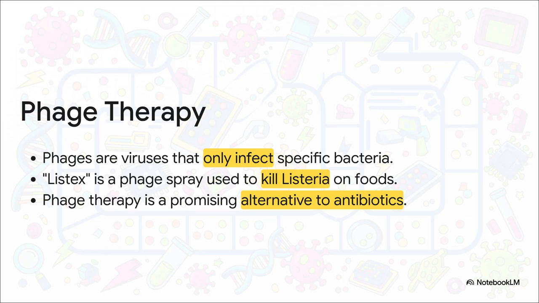We can also use their incredible specificity. You have these viruses called bacteriophages that are like little assassins that only infect very, very specific types of bacteria. So we can put them in a spray like Listex to kill off dangerous listeria on our food without harming us or any of the good bacteria. It's like a biological smart bomb.